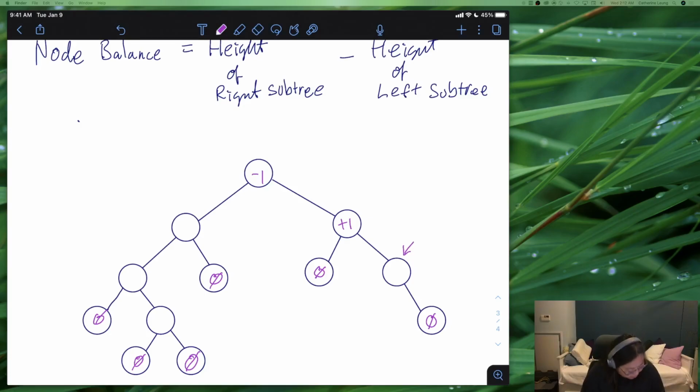Okay, so the height of the right subtree here is 1. The height of the left subtree, which doesn't exist, is 0. So 1 minus 0 gives you a total of plus 1. So the balance of that node is also plus 1. Okay. All right. So see if you can calculate the balances of the remaining 3 nodes. A, B, C. Give it a go.